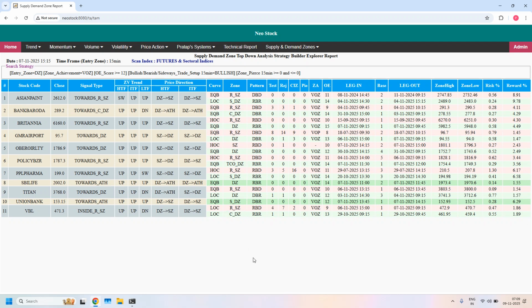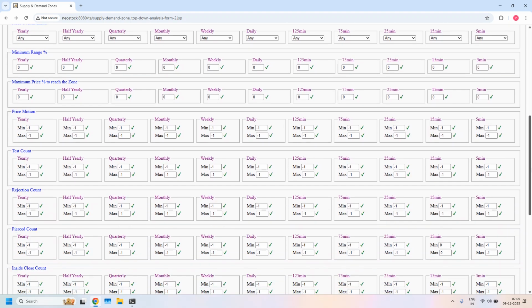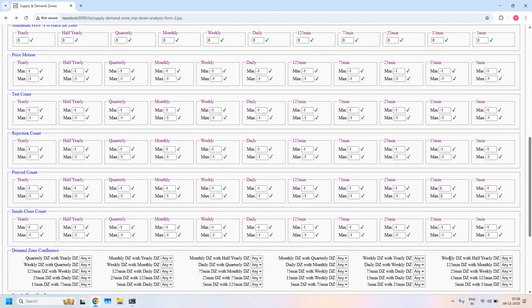Out of these 11, we should identify high probability trade setup 15 minutes demand zones based on 2 different strategies that you learned in lesson 27. So let's apply the first strategy. First step is LTF and ITF demand zone confluence. That is 15 minutes and 75 minutes demand zone confluence.